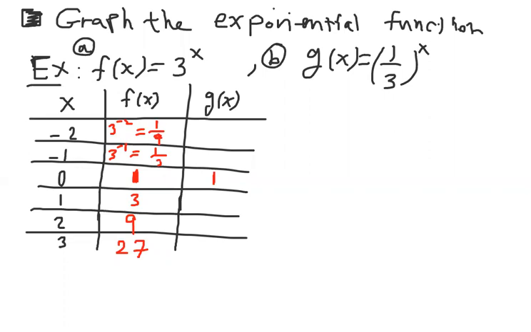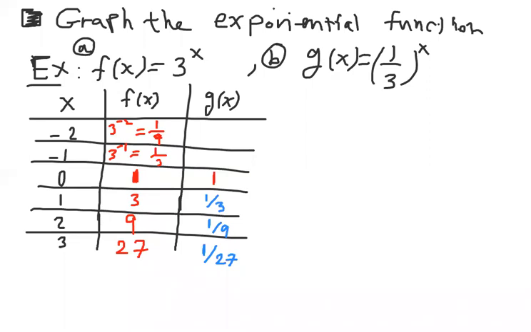Now for the function g of x, what is g of 1? You plug the 1 inside the function g of x. So it gives 1 over 3, everything to the 1, so 1 over 3. What is g of 2? It is 1 over 9. What is g of 3? It is 1 over 27.